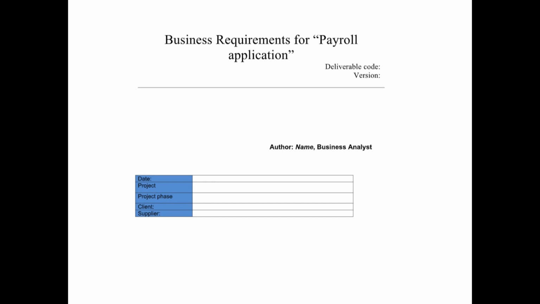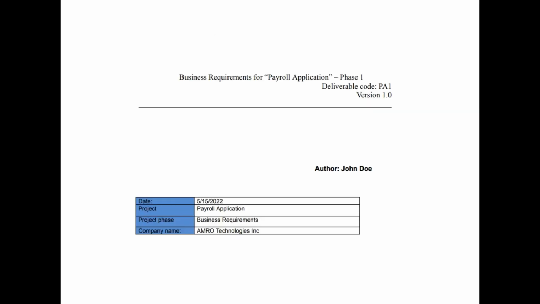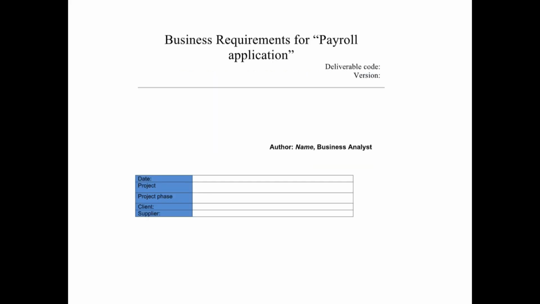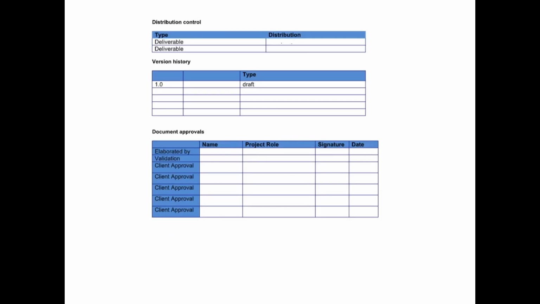First part is about the document information. Title: clear and descriptive title of the document. The document version: number or identifier for tracking different versions. The date: date of the document's creation or the date of the last update. Author: this would be the name or the role of the person creating the document.